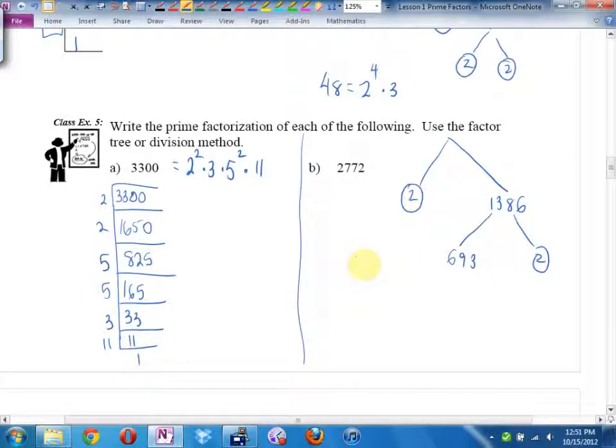693. Oh, 3 goes into 6 and 9 and 3. It's going to go into all of them. So 3, yoink. And that leaves 231.